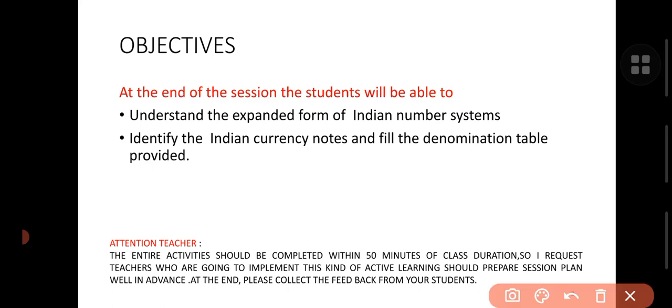Attention teachers, the entire activities should be completed within 50 minutes of class duration. So I request teachers who are going to implement this kind of active learning should prepare a session plan well in advance. At the end, please collect the feedback form from your students.